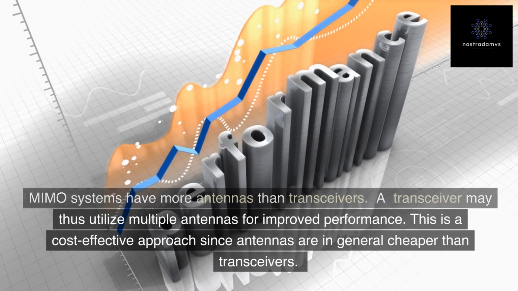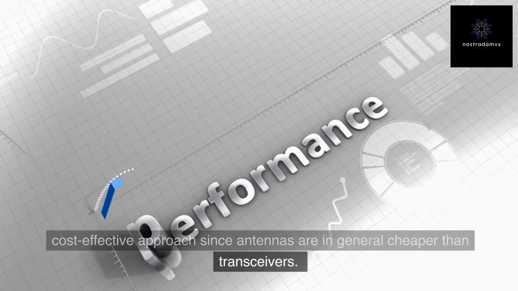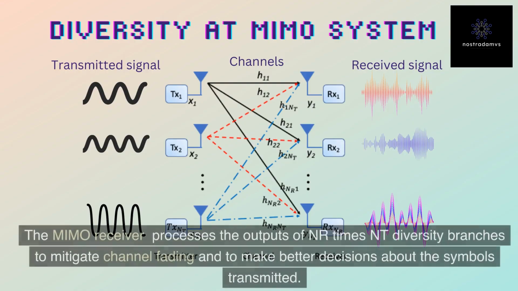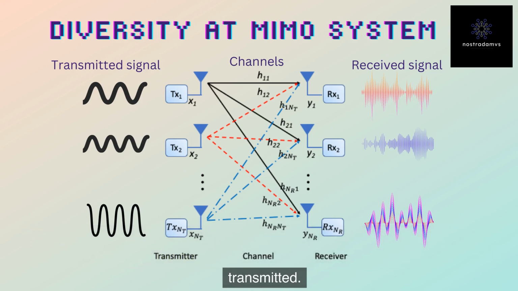This is a cost-effective approach since antennas are in general cheaper than transceivers. The MIMO receiver processes the outputs of NR times NT diversity branches to mitigate channel fading and to make better decisions about the symbols transmitted.